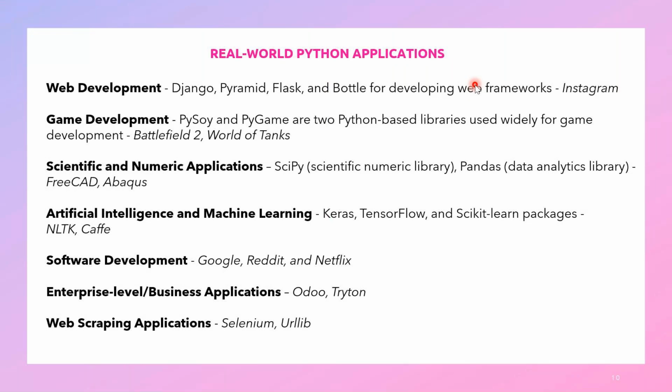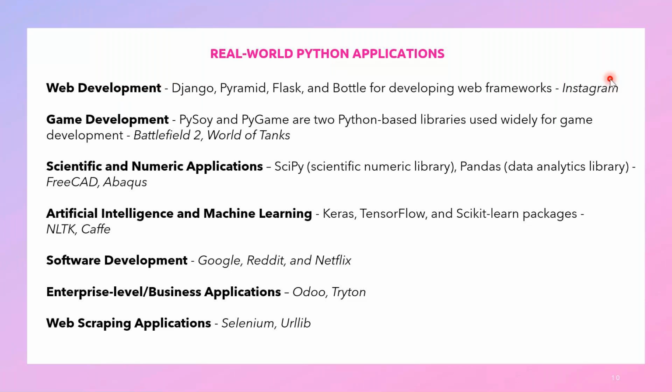All right, so the next one is the real world Python applications. It might be a surprise if you were not sure about this one. We can use Python on different platforms, right? In web development, we can use Django, Pyramid, Flask, Bottle for web-based application development. For example, Instagram is a real world application, right? We are using Instagram, and Instagram is developed in Django. Django is a Python flavor. So using Django only, Instagram was developed.